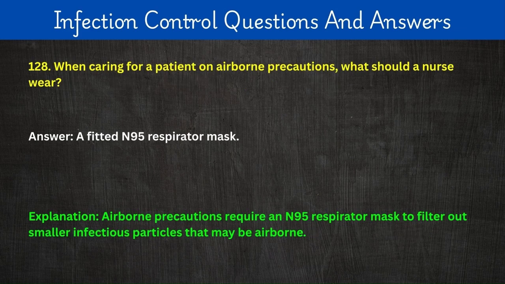128. When caring for a patient on airborne precautions, what should a nurse wear? Answer: a fitted N95 respirator mask. Explanation: airborne precautions require an N95 respirator mask to filter out smaller infectious particles that may be airborne.